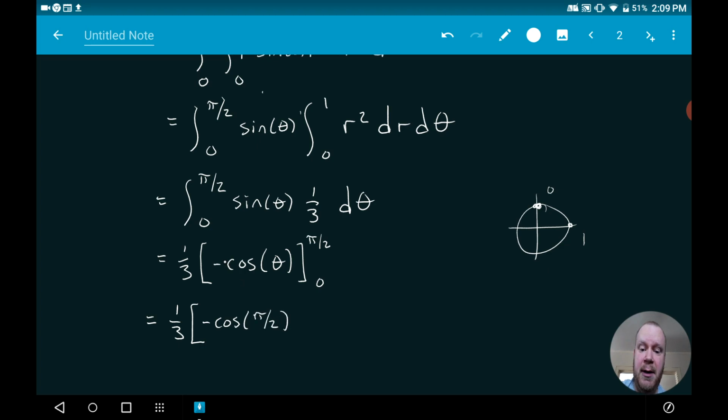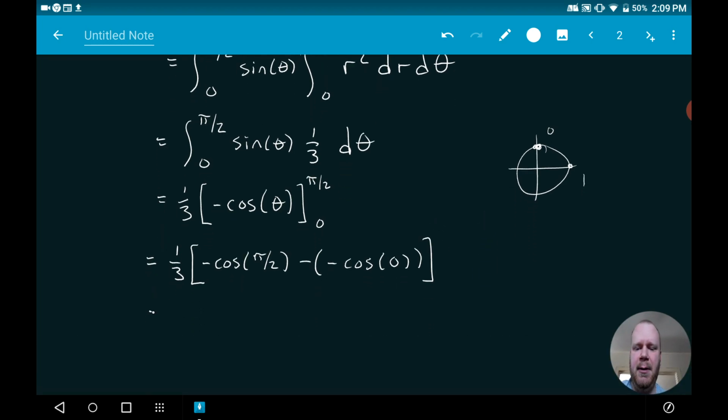So this is negative cosine of pi over 2 minus negative cosine of 0. This is -1, this is +1, this is 0. So it turns out the volume is 1/3.